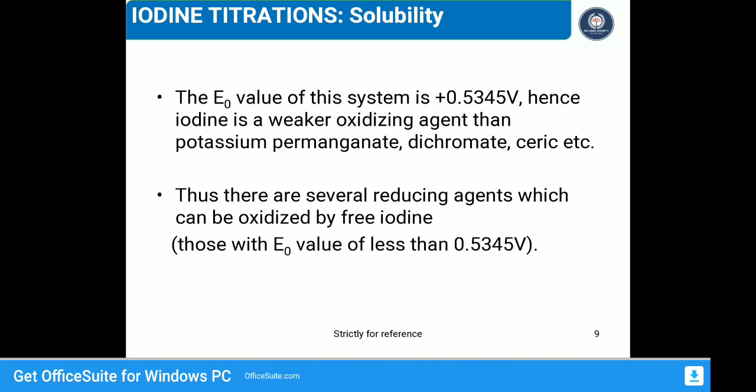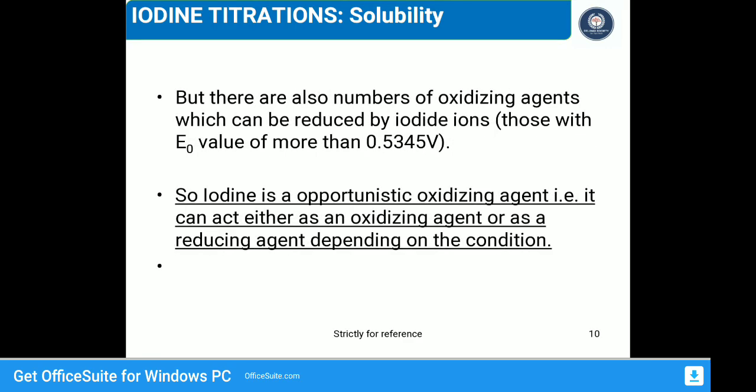The E0 value of this system is plus 0.5345 volt. Hence, iodine is a weaker oxidizing agent than potassium permanganate, dichromate, and ceric. Thus, there are several reducing agents which can be oxidized by free iodine, having E0 value less than 0.5345 volt. But there are also a number of oxidizing agents which can be reduced by iodide ions, having E0 value more than 0.5345 volt.